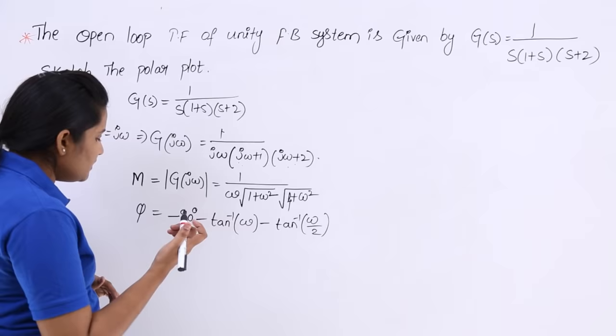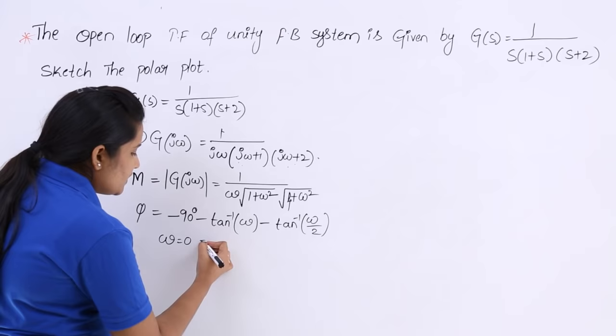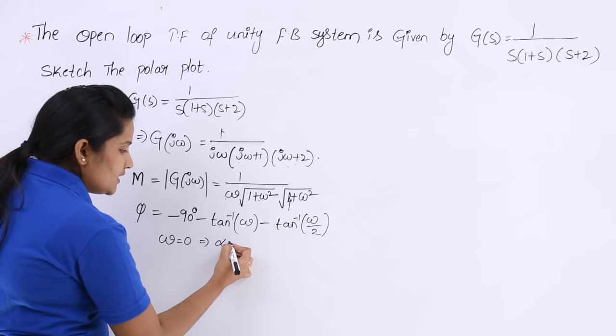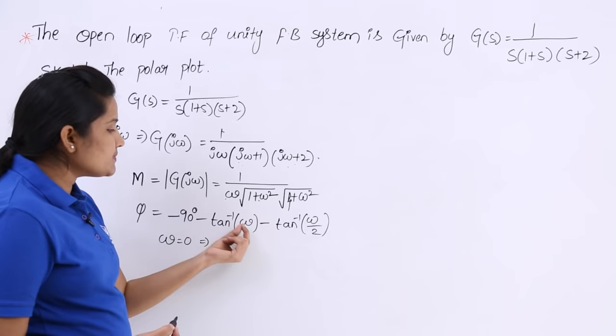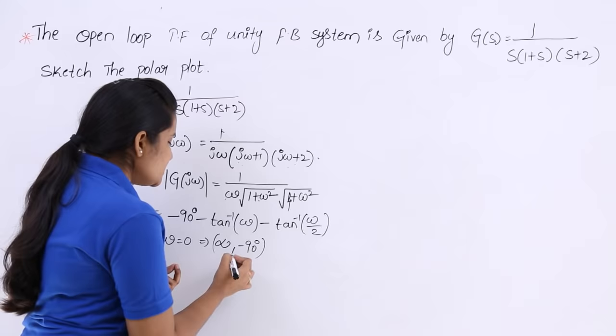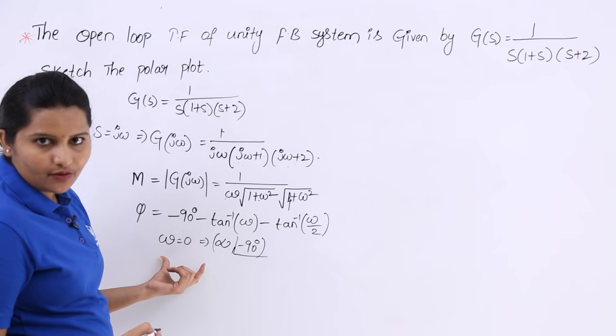So, I am considering omega equal to 0. When omega is equal to 0, the magnitude is 1 by 0, which is infinity. Coming to phase, when omega is equal to 0, tan inverse 0 is 0, so minus 90 degrees, minus 0, minus 0. So I am having minus 90 degrees. This is the magnitude and phase combination for omega equal to 0.